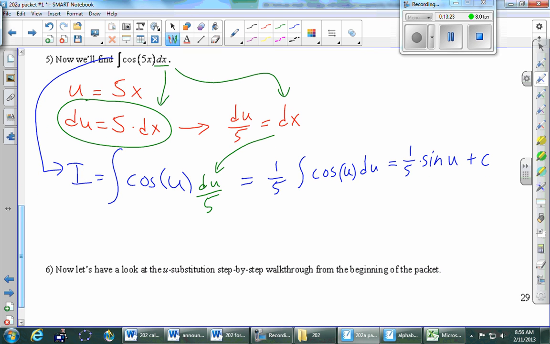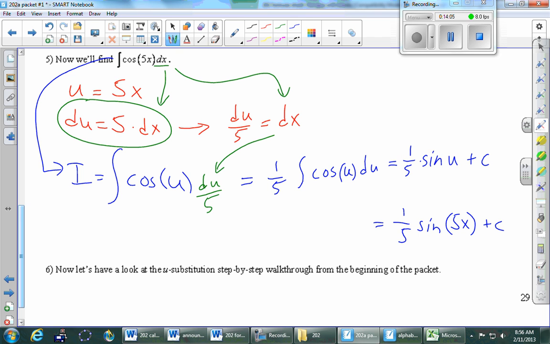And then the last step, instead of u, what can I replace u with? 5x, the very original thing that we did. We said let u equal 5x. Now we just go back. Technically, the 1/5 only affects the sign, but even if you thought of it as a distributive into the c, 1/5 of a constant is also just a constant. Yeah, good question. Okay, any questions on this one?